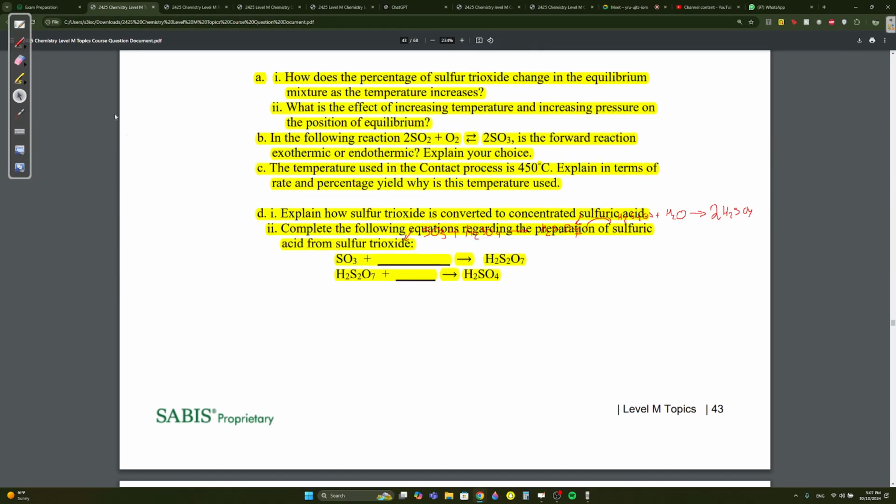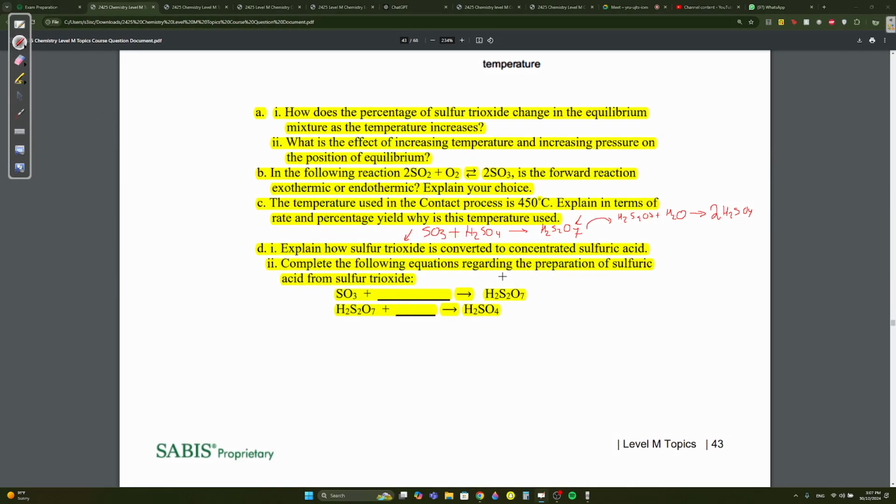Complete the following equations. To get H2S2O7, to get oleum, what we add sulfur trioxide to, we always add it to sulfuric acid, and then sulfuric acid to get H2SO4, it should be H2O. This should have a 2 here, it should be balanced.